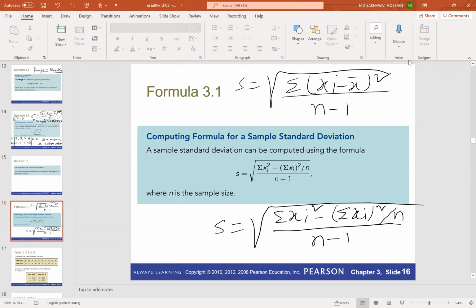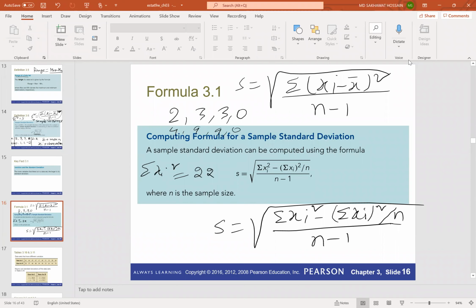So if you consider the previous example where we had 4 numbers, 2, 3, 3, 0, what is sigma xi square? That means you take the square of each one. The square of 2 is 4. The square of 3 is 9. The square of 3 is 9. The square of 0 is 0. So sigma of xi square is 9 plus 9 plus 4, which will be 22.